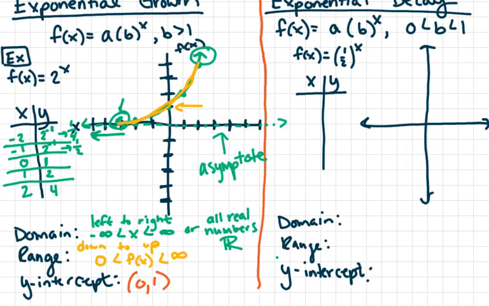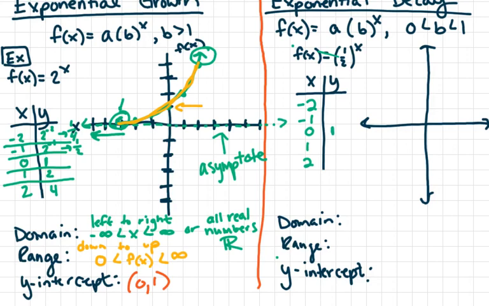Okay, and so let's come over to the right. Now we're going to look at the exponential decay function. We're going to look at 1/2 to the x. I'm going to use the same x values that I used last time, just to see what happens. I'm going to start with anything to the 0 power. So if I plug in a 0 for x, I would have 1/2 to the 0, which is just going to be 1, because anything to the 0 power is 1.